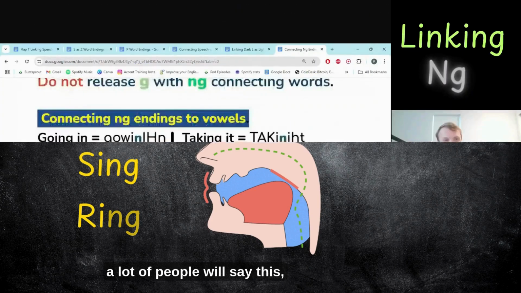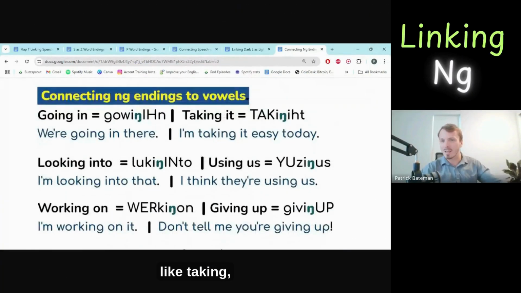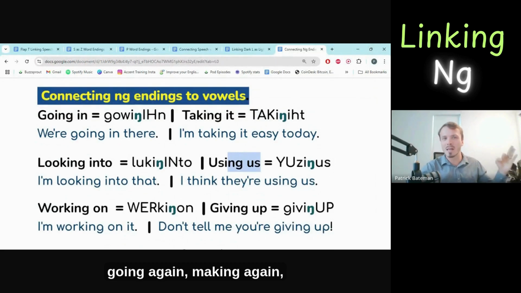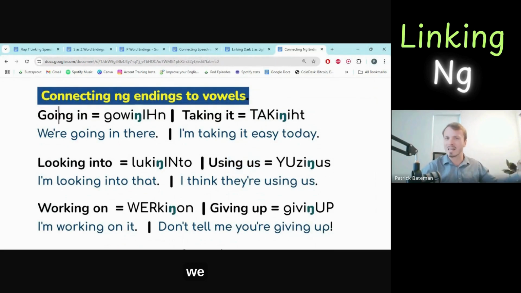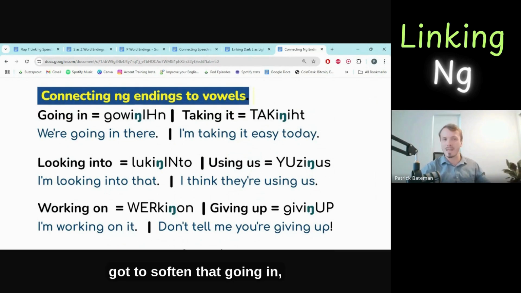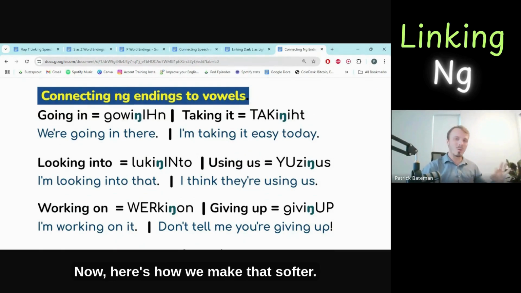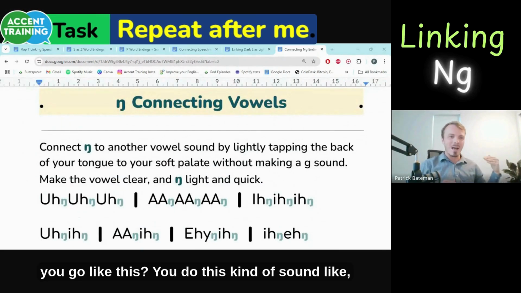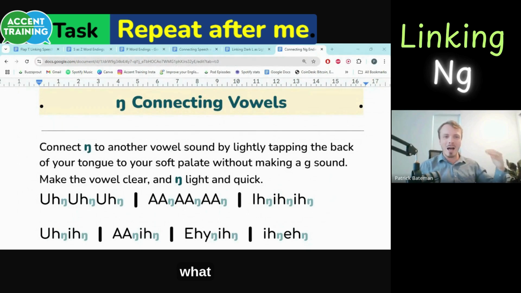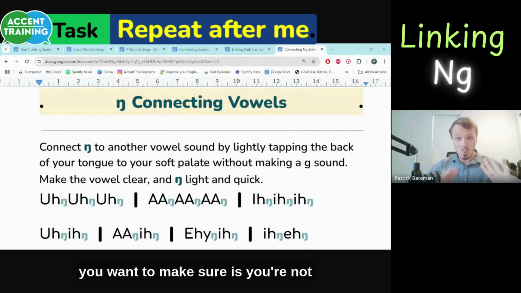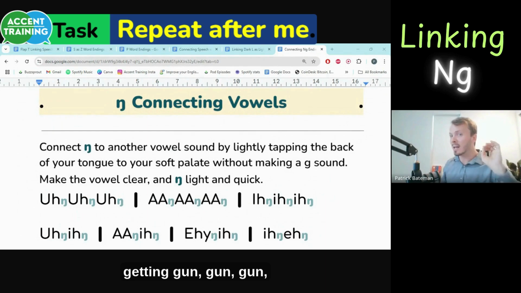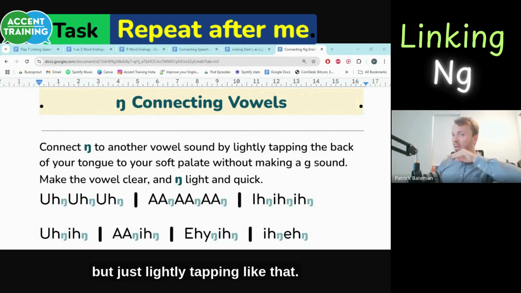Ring, bring. A lot of people will say this like taking get, using gus, going gin, making a gin. We gotta soften that. Going in, taking it, using us. Now here's how we make that soft. You go like this. You do this kind of sound. What you want to make sure is you're not getting g, gung, gung, but just lightly tapping like that.